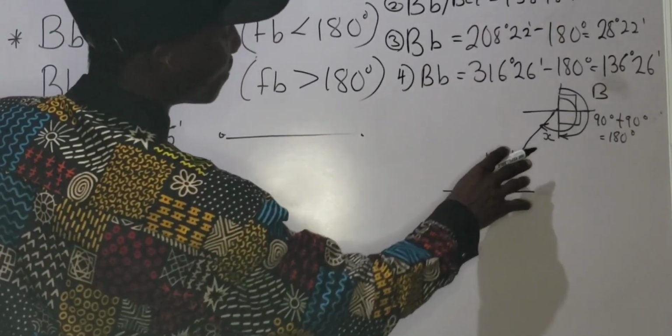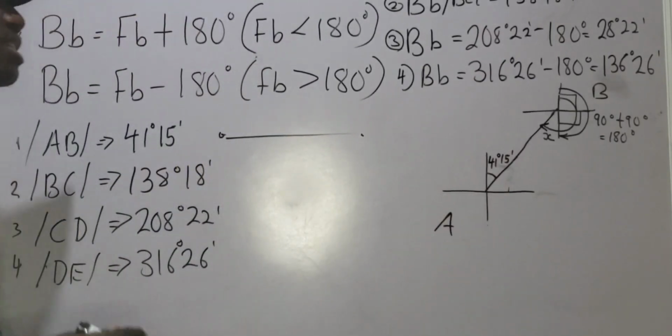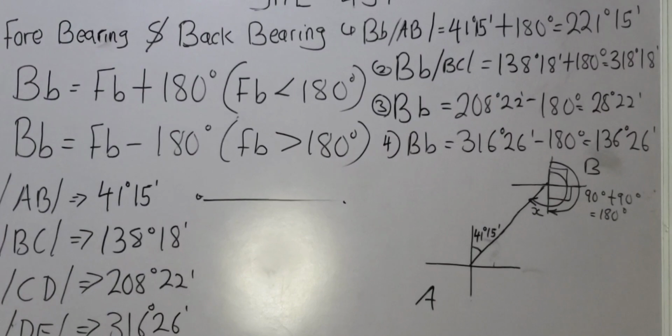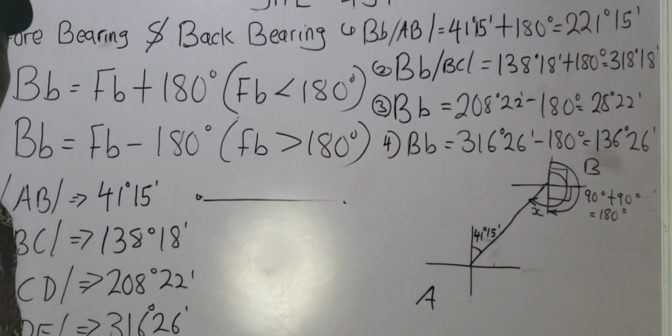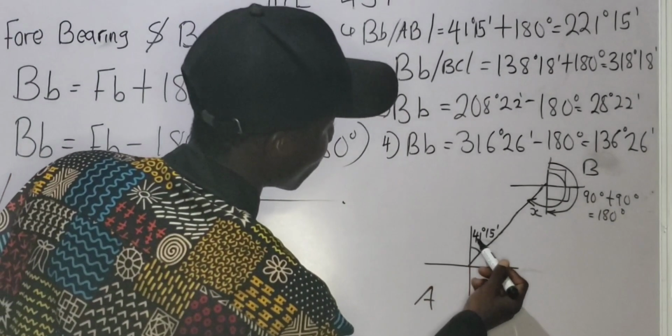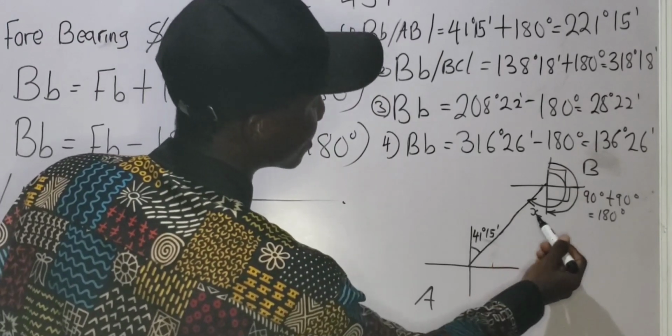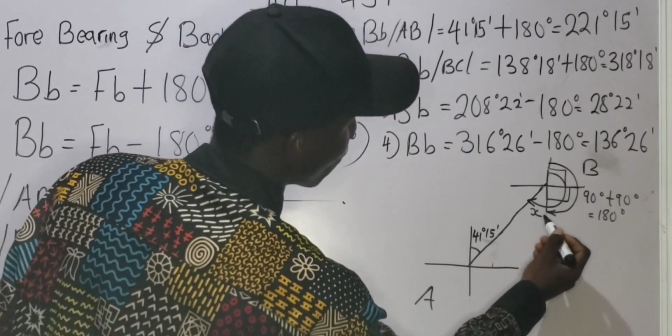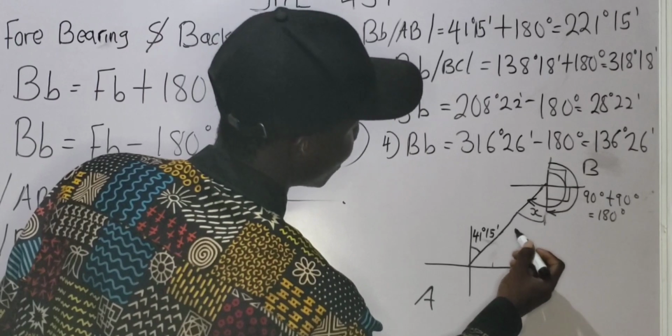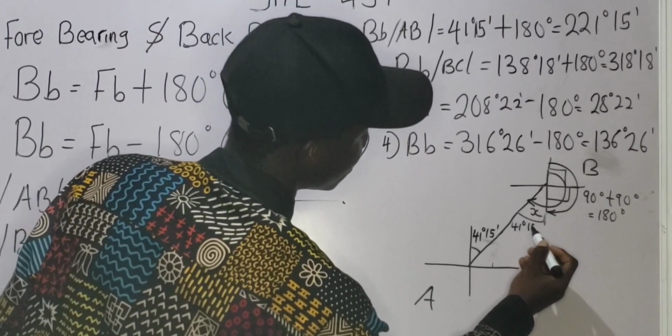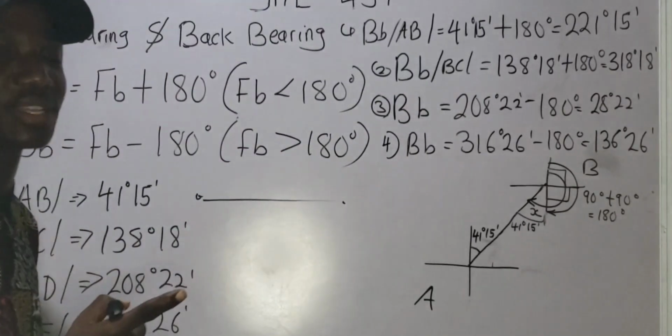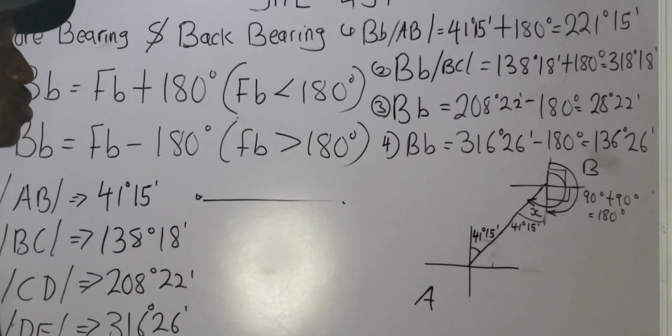In order to calculate the value of this angle, there is something called alternate angles. Are you getting what I'm saying? From your basic mathematics, alternate angles are equal. And this 41 degrees 15 minutes is alternate to angle X. So therefore, angle X is 41 degrees 15 minutes, because alternate angles are equal.